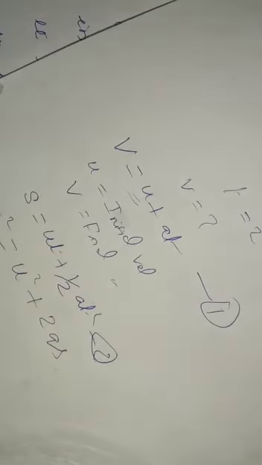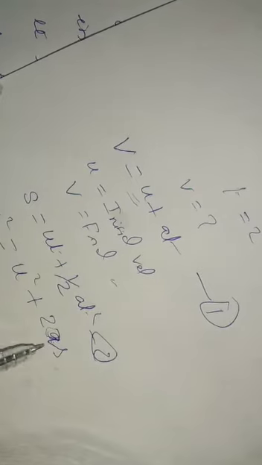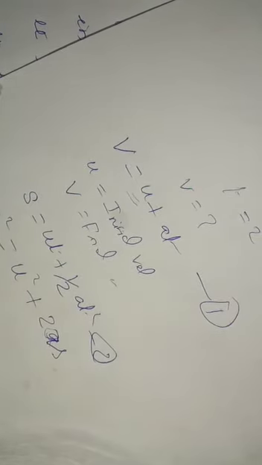V squared equals U squared plus 2AS. S stands for displacement. U is what? Initial velocity. A is acceleration, which you know very well about. S is displacement. These three formulas you have to study, no other way. Understood or not? Okay, so now we'll start the class.